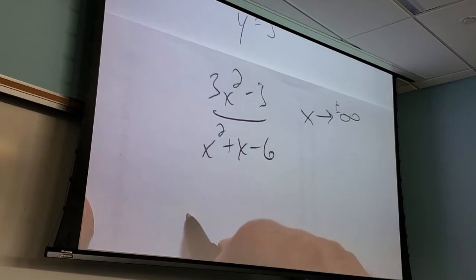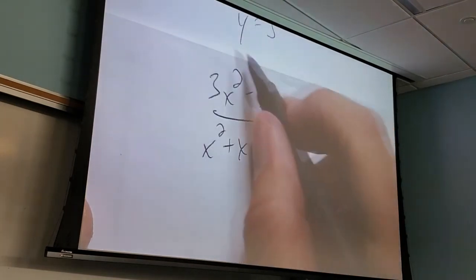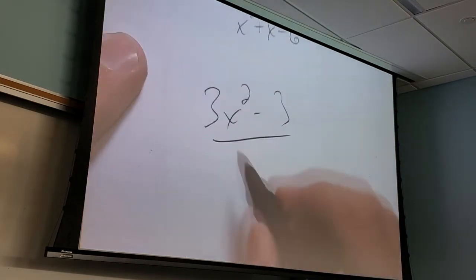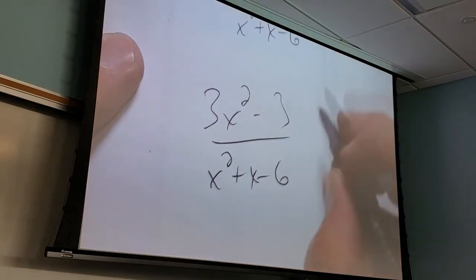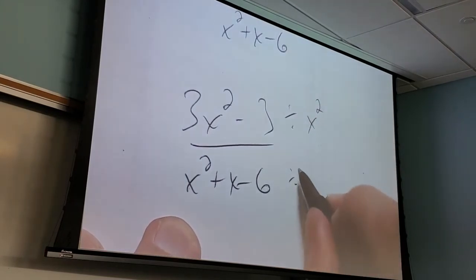So look what I can do with this thing. What's the highest degree term in this whole thing? Second degree. So let me just rewrite it here so I get some more room. I'm going to divide the top and bottom by that highest degree.